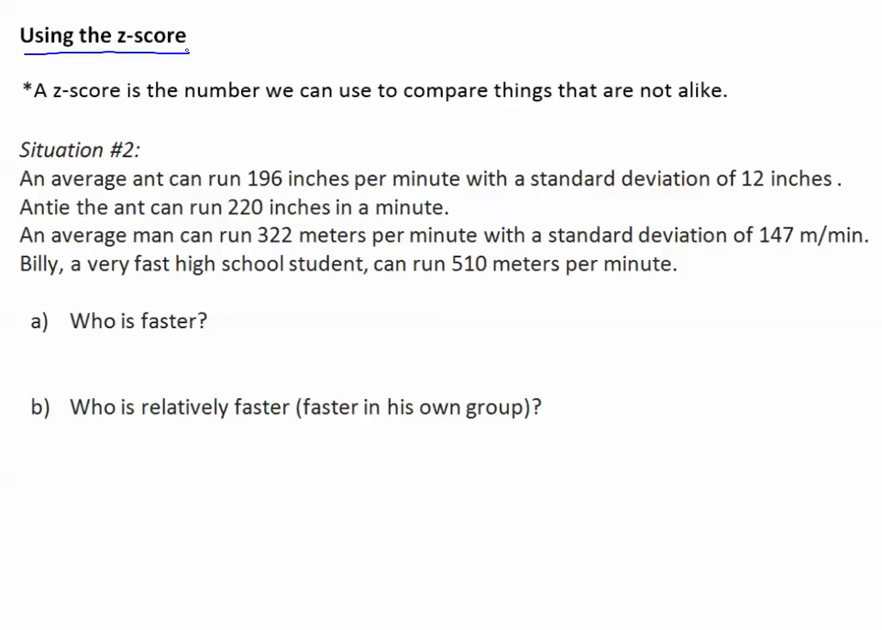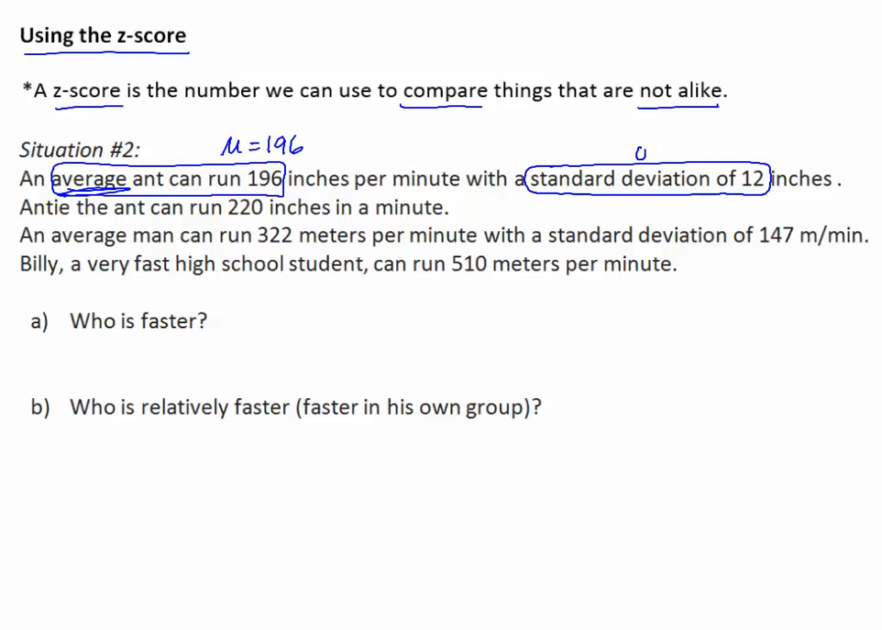Using the z-score. A z-score is the number we can use to compare things that are not alike. Let's take a look at situation number 2. An average ant can run 196 inches per minute. So the average for the ant is 196. The mean is 196, with a standard deviation of 12 inches. Auntie the ant can run 220 inches in a minute. So that's one observation from one ant.